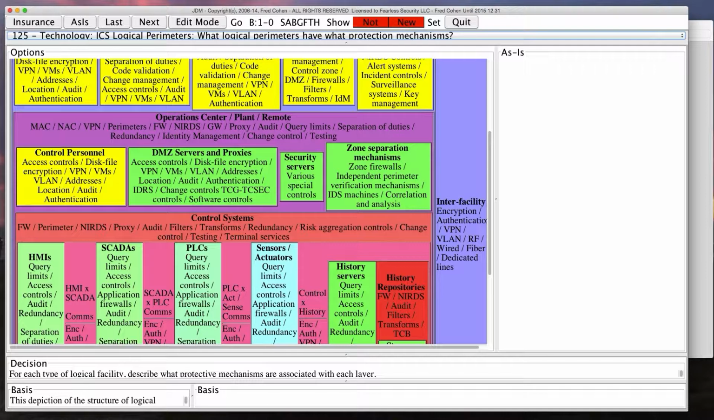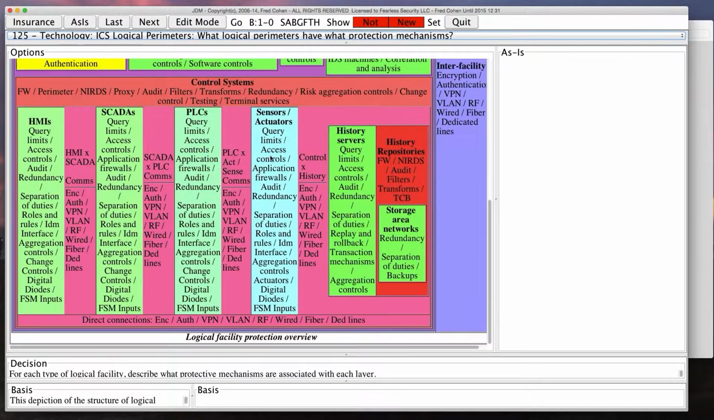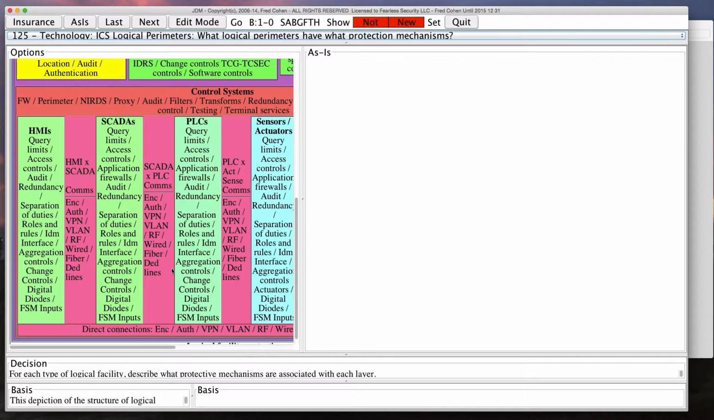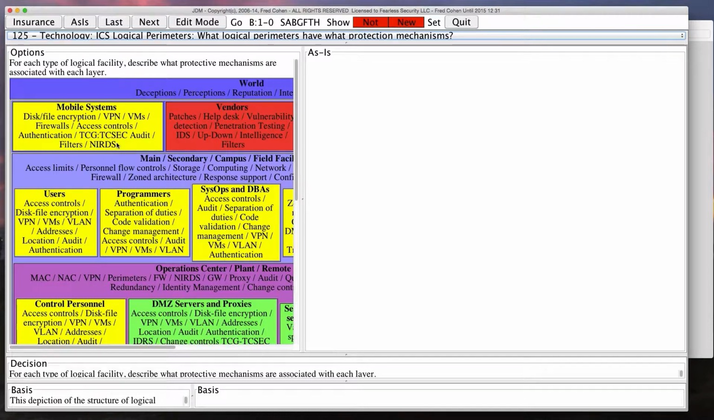And this is an example. This is an industrial control systems example of logical perimeters. As you can see, industrial control systems have things like HMIs, SCADAs, PLCs, sensors and actuators, history servers, and so forth, that are different from the more common enterprise networking mechanisms, and there are particular elements that are required that are different from what's required in other sorts of structures.